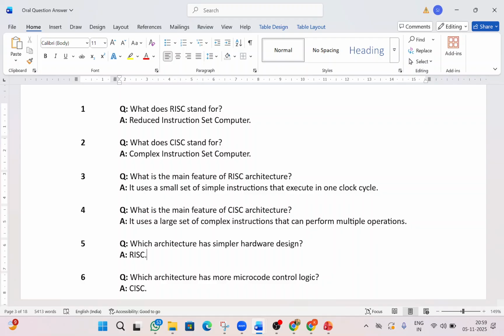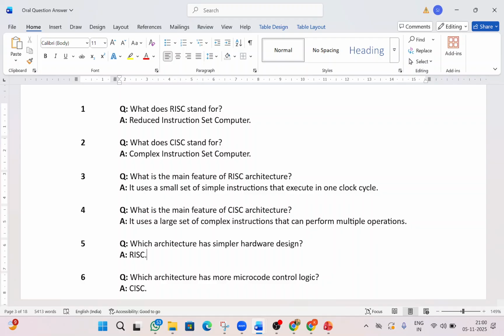What does RISC stand for? RISC means reduced instruction set computer. The term reduced means it has a smaller number of simple instructions. Each instruction is designed to execute very quickly, usually within one clock cycle. This is the main concept of RISC.